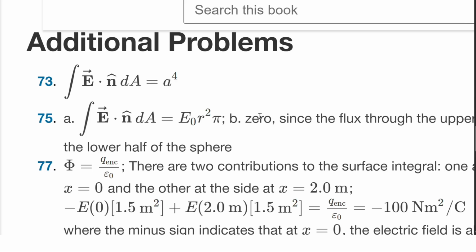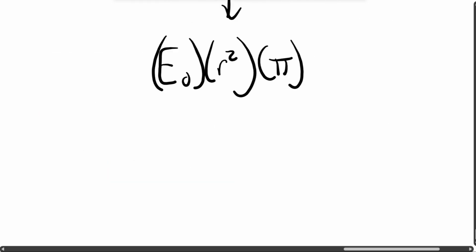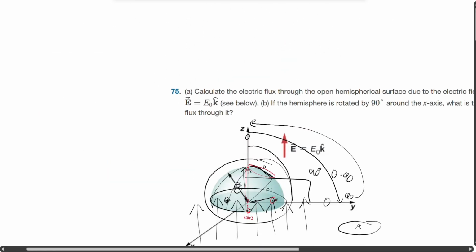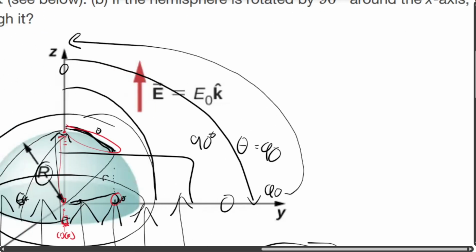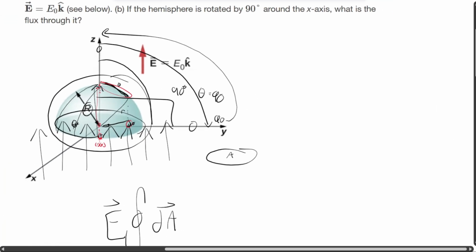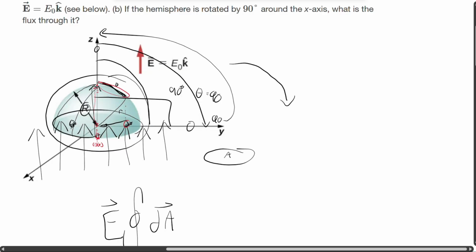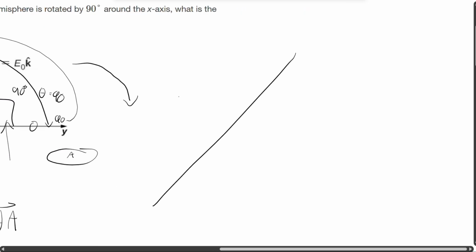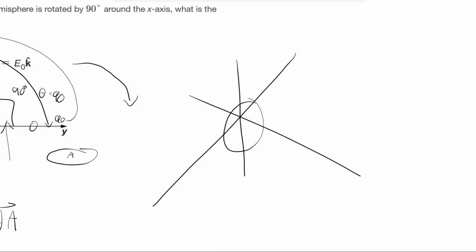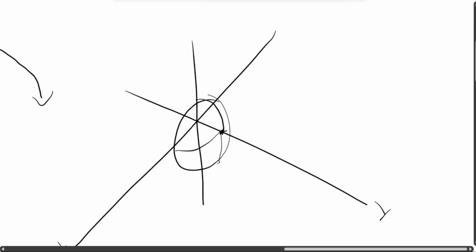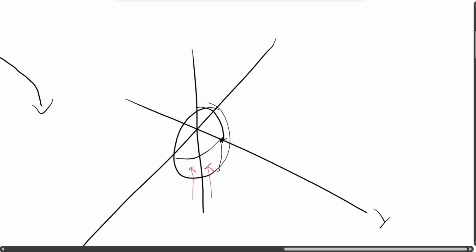Great. Now for part B, which I will show to be a little simpler. Part B says, if you rotate that 90 degrees about the x-axis, so you're making a rotation that looks like that, what is your new flux? Well, let's draw that. Now we have a sphere, or a hemisphere, that converges on a point in the y-axis. This is the x-axis. And all of the flux lines go in through this side and come out through that side.